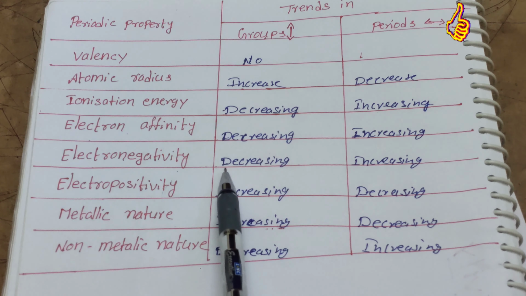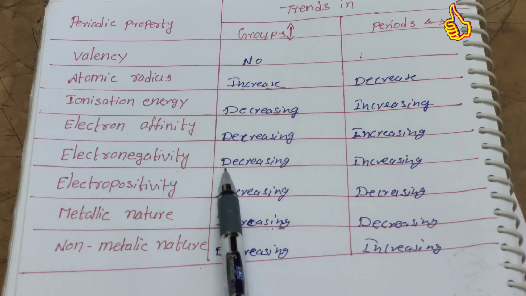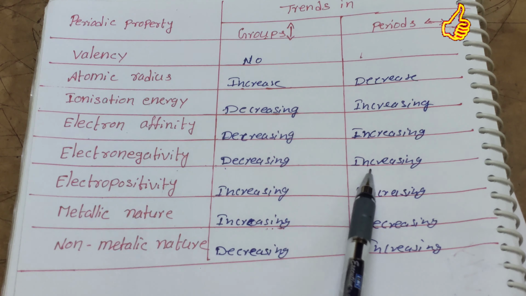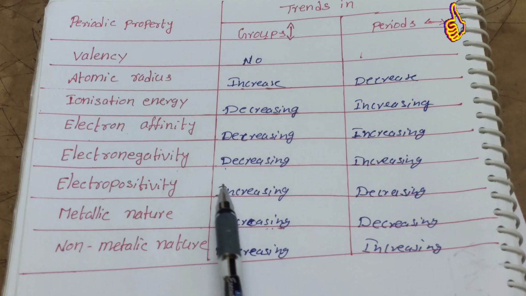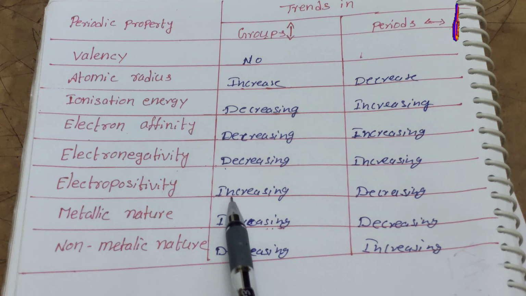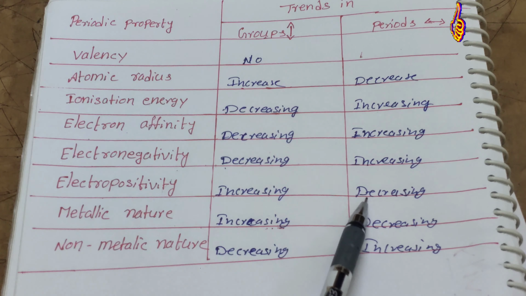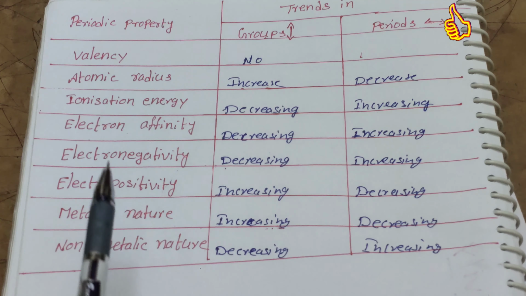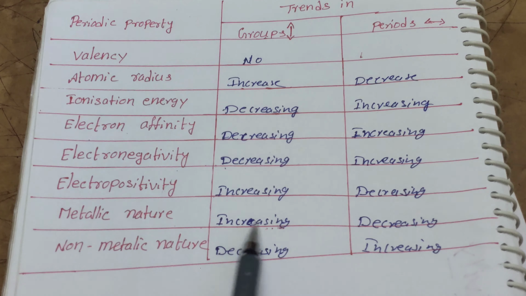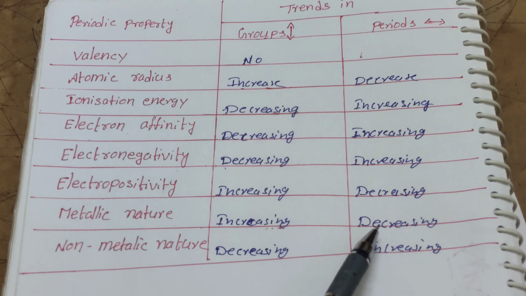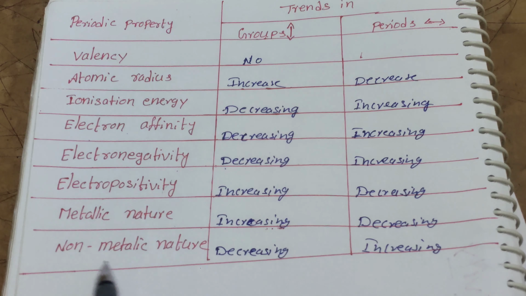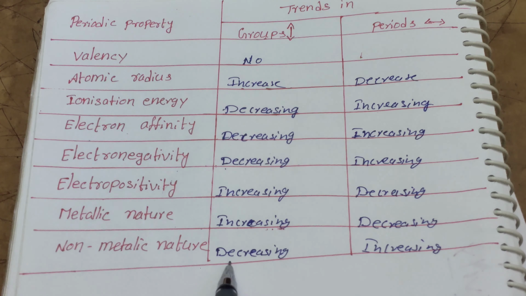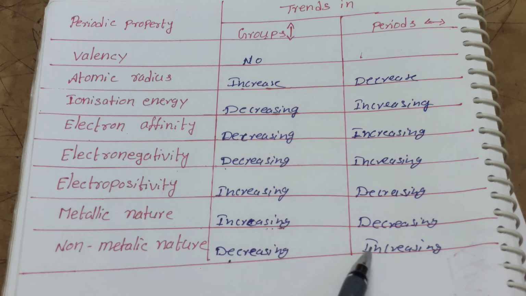Electronegativity values in the groups from top to bottom decrease, whereas in the periods from left to right they increase. And the electropositive character in the groups from top to bottom increases, whereas in the periods from left to right it decreases. The metallic nature in the groups from top to bottom increases, whereas in the periods from left to right it decreases. And the non-metallic nature in the groups from top to bottom decreases, whereas in the periods it increases.